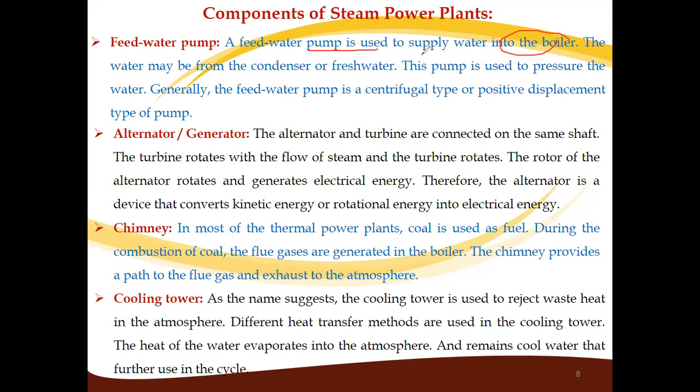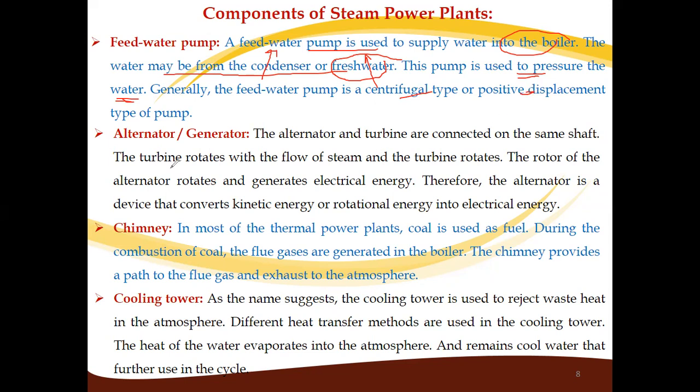So a feed water pump is used to supply water into the boiler, and the water may be from the condenser, or we can use fresh water. So this pump can use the water from the condenser, that is reuse of steam, or we can have fresh water also. So this pump is used to pressurize the water. Okay, so we can increase the pressure of water. Generally, the feed water pump is either a centrifugal type or a positive displacement type of pump. So this is the fourth part.